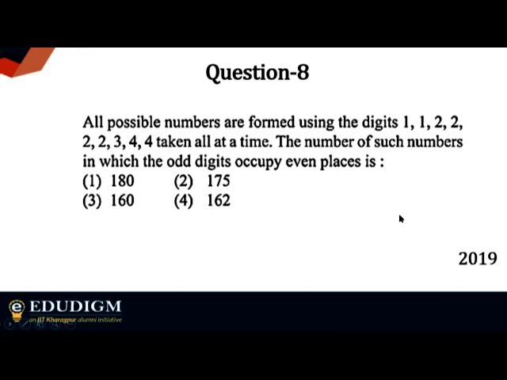So there are certain digits. There are two ones, four twos, one three, and two fours. Okay, you have to find out. Now this is very important. I'm just going to highlight a portion. Don't miss out on this one. Taken all at a time. This is very important. So basically, you are forming numbers where all of them are taken together. The odd digits are going to occupy even places. Just try this one out and let me know the answer. Otherwise, I think I'll just move on to the solution then. Just try and get this answer sorted.